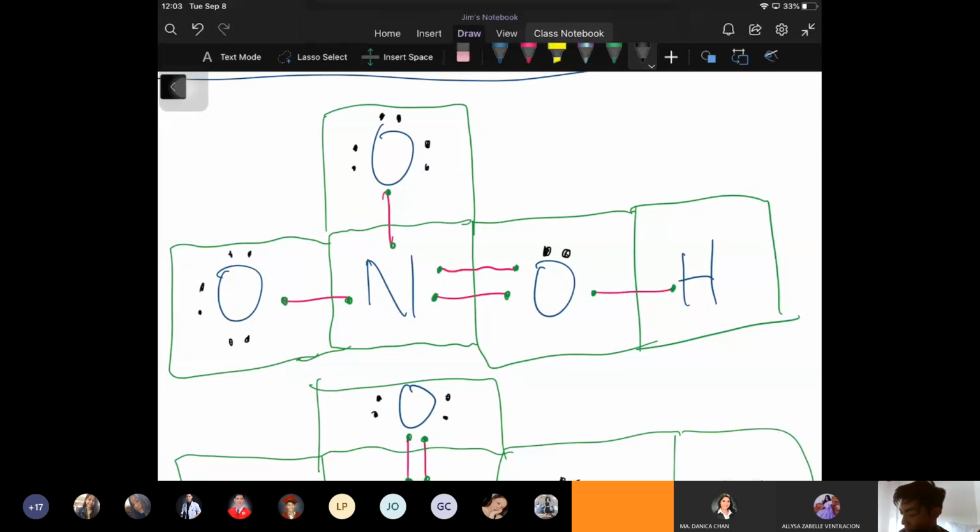Sabi ni Kevin, 1 daw. Kevin ba yan? Bakit naging 1? Sabi ni Alusin ba to? 0 daw. Okay, so ano yung formal charge ng hydrogen na yan? So 0 yan. Bakit? Should. Ilan yung valence electrons niya? Isa. Kasi group 1 yan. Have. Ilang tuldok meron sa box na yan? Isa lang, no? So since isa lang yung tuldok, that means isang electron lang yan. So 1 minus 1 is 0. Okay? So 0 yung formal charge niya.